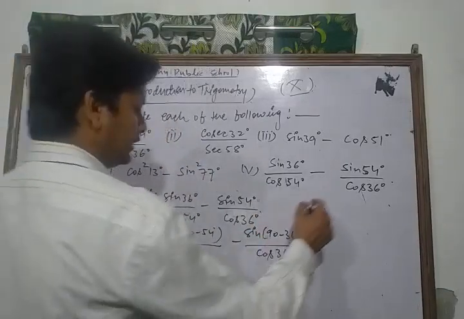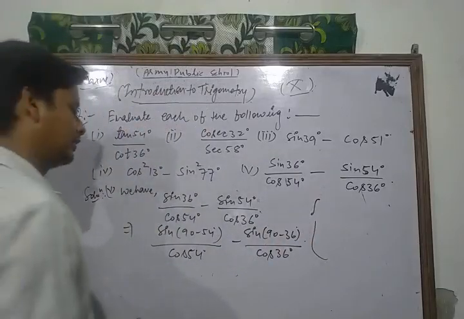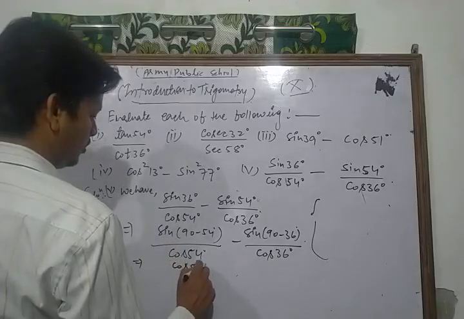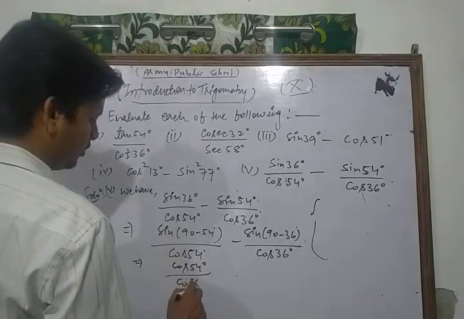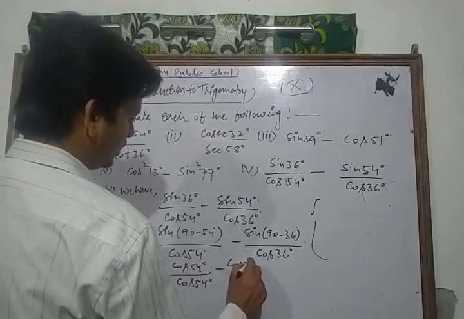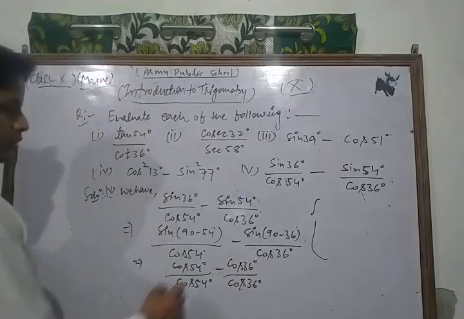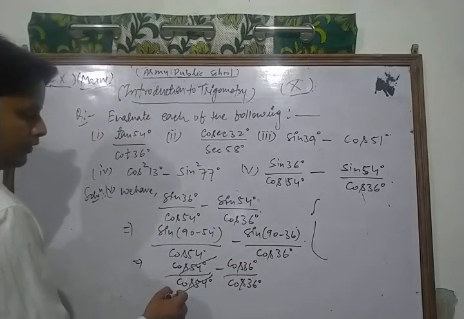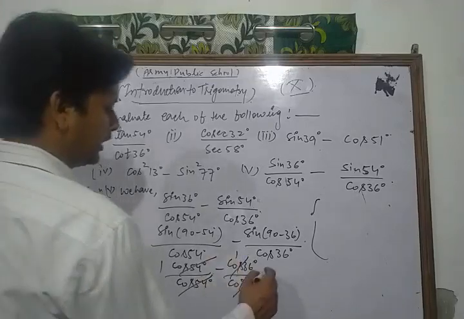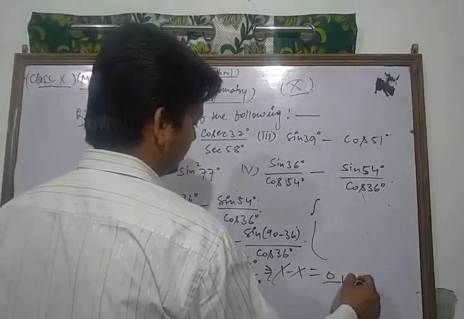And just you know that sine (90 minus theta) is cos theta and cos (90 minus theta) is sin theta, so we can write cos 54 upon cos 54 degree minus cos 36 degree upon cos 36 degree. So cos 54 cancels, we get 1. These are also cancelled, so we get 1. So we have 1 minus 1, that is what? 0. This is the required solution.